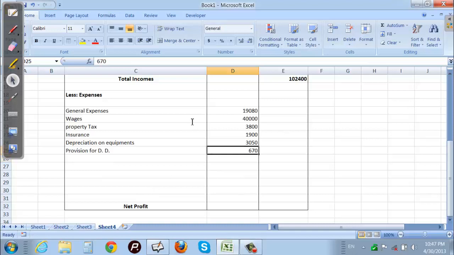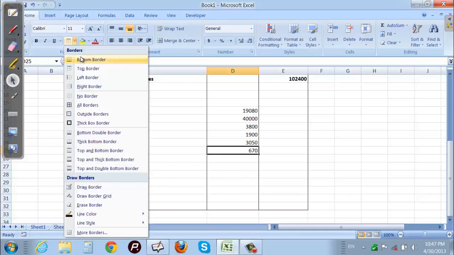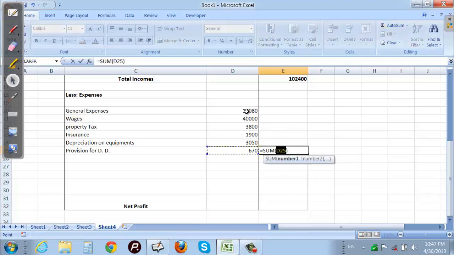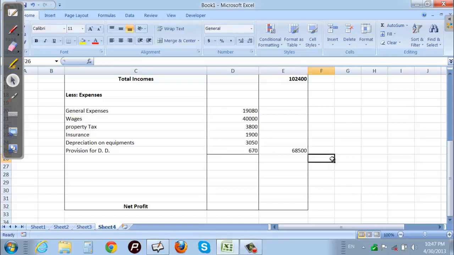So I think now all the expenses have been considered. Now we will make the total of all the expenses, and the total of expenses is $68,500. And now from total income, I will subtract this total of expenses. So let's see what will be the net profit.